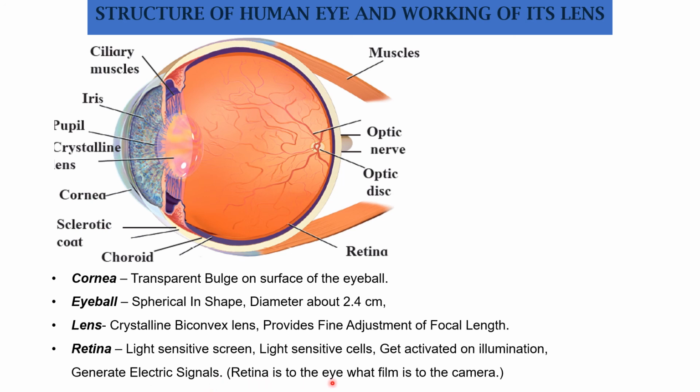Retina is to the eye what film is to the camera. So earlier we used to get cameras where we used a black colored film over which we would have the image of the object, and later on it was developed. So the function of the retina is same as the function of the film inside a camera. The image is going to be formed on the retina, just like an image is obtained on clicking a picture over the film.